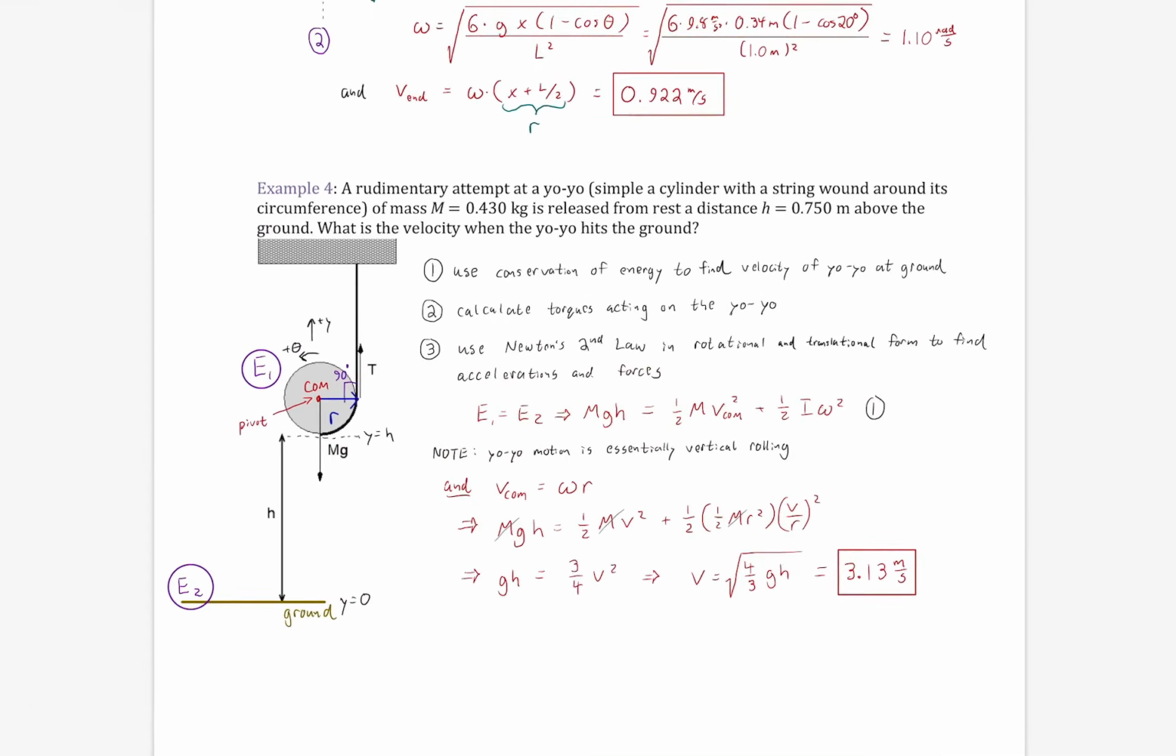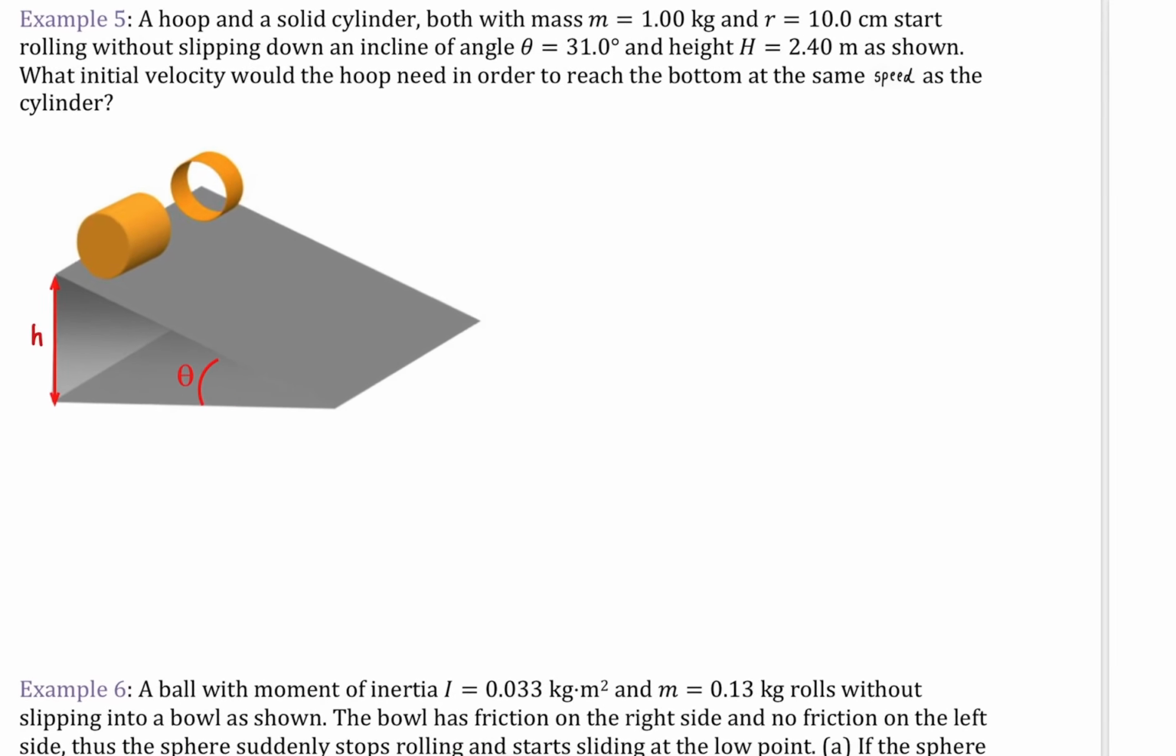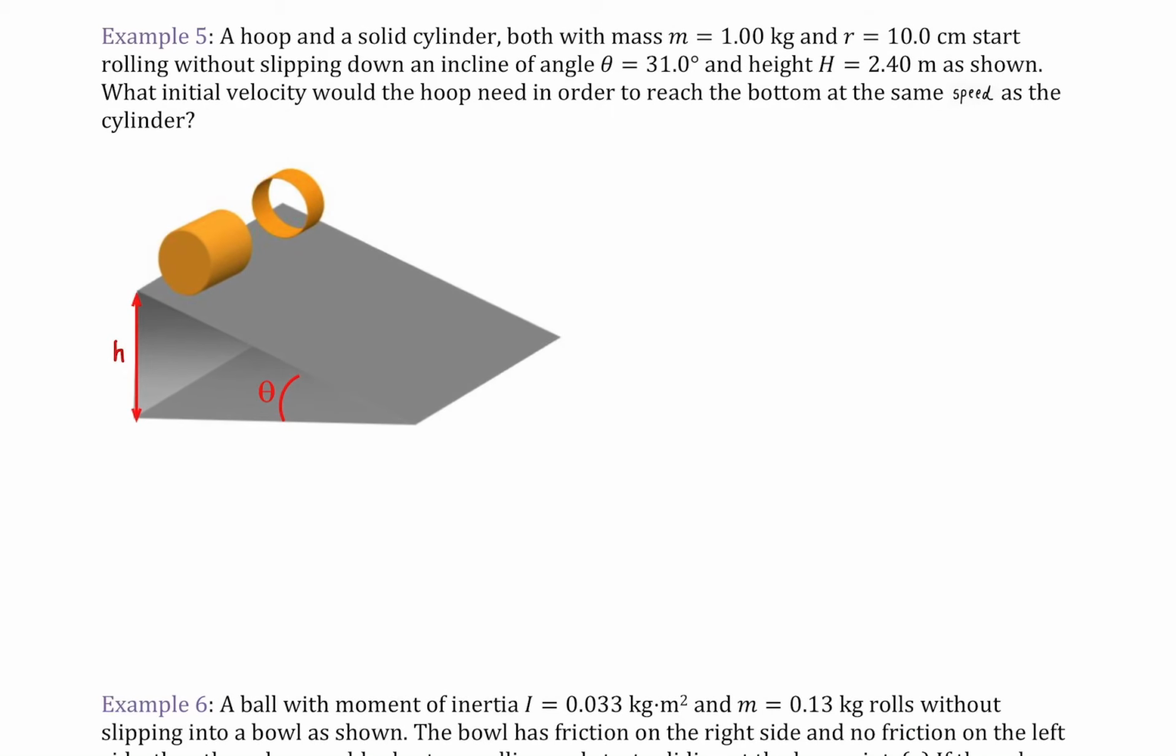All right, let's do our last two, okay? These are the slightly more complex ones, but I think they're quite interesting. All right, so a hoop and a solid cylinder, both with mass m equals 1 kilogram and radius 10 centimeters, start rolling without slipping down an incline of an angle of 31 degrees and a height of 2.4 meters. And I replaced it with lowercase h because that's what I use in the solution.